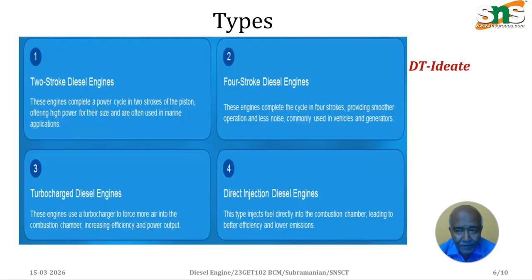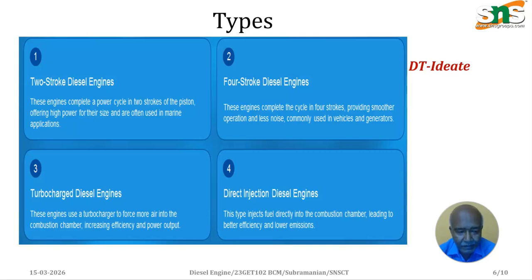There are types of diesel engines: the 2-stroke diesel engine, the 4-stroke diesel engine, the turbocharged diesel engine and the direct injection diesel engine. 2-stroke or 4-stroke depends upon the stroke cycle. A power cycle every 2 strokes is a 2-stroke engine, and the 4-stroke provides smoother operation, less noise and more torque, and is commonly used in vehicles and for generation.